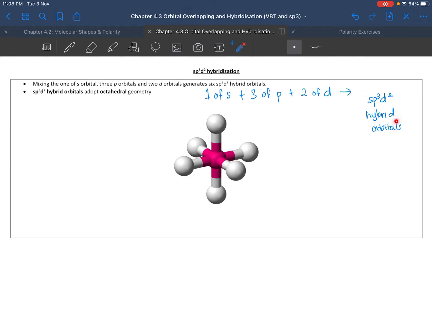So the number of sp3d2 hybrid orbitals that we will produce depends on the number of atomic orbitals that we mix. Okay, so we mix 1 plus 3 plus 2. So total 6 atomic orbitals that we make. That means we will form 6 sp3d2 hybrid orbitals. So 1, 2, 3, 4, 5, 6. Okay. Done. And then this sp3d2 hybrid orbital, the shape is octahedral.